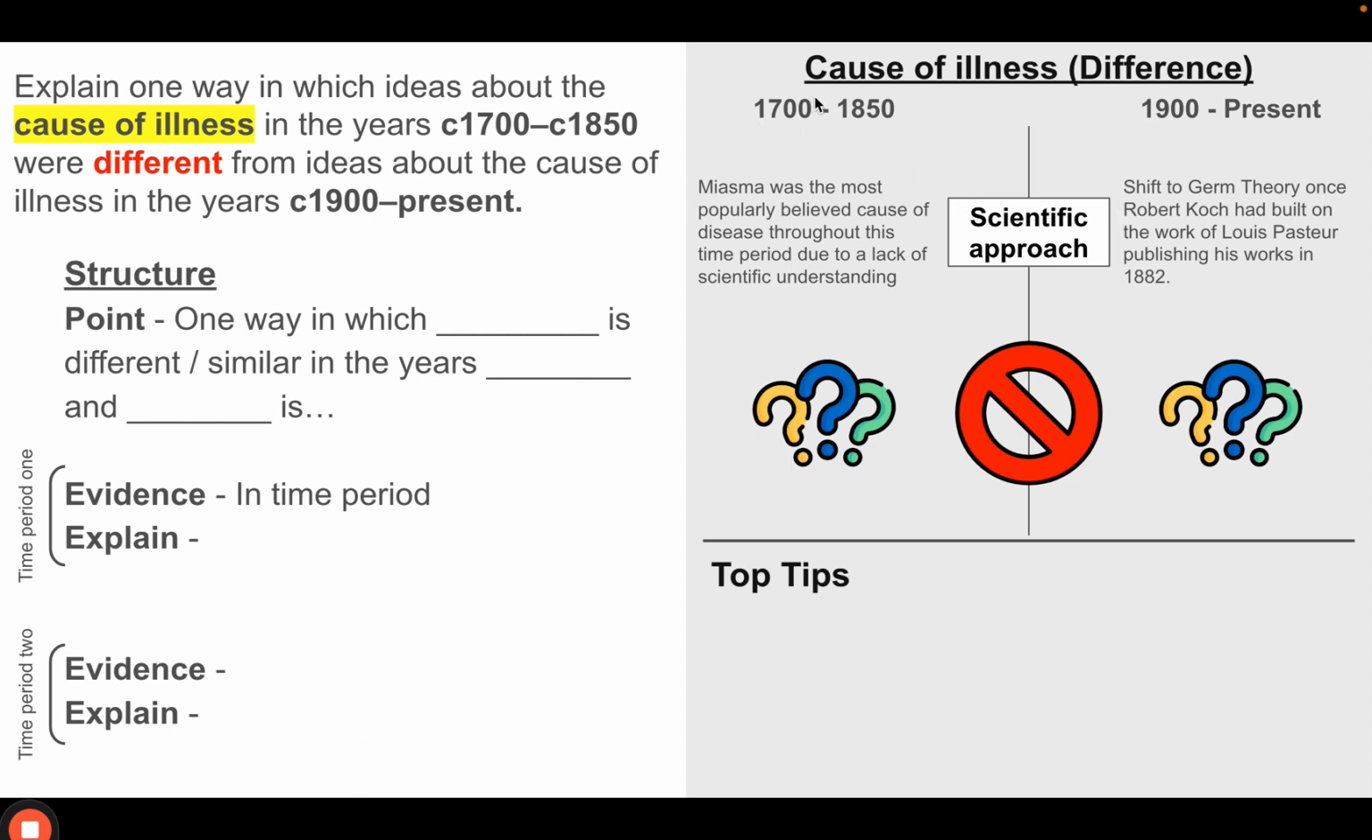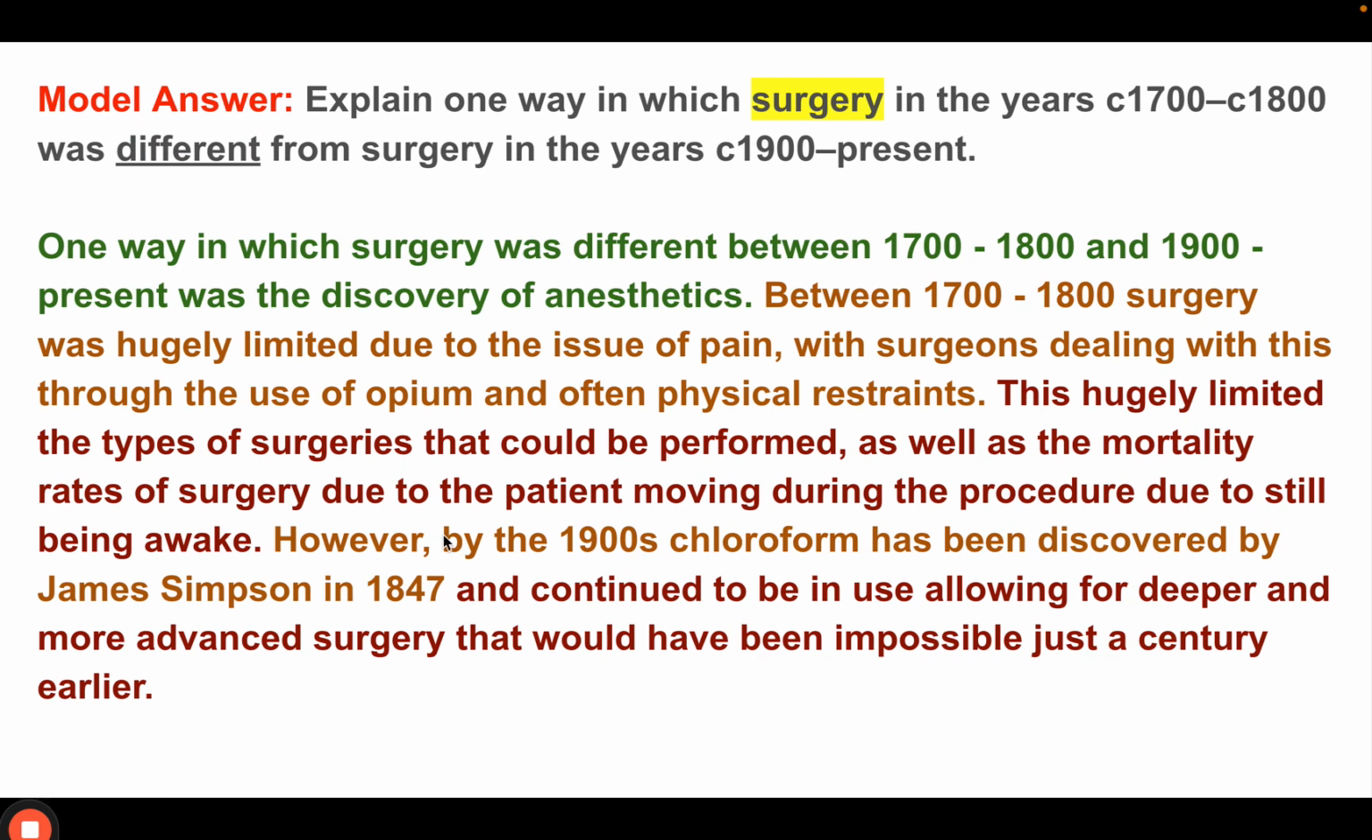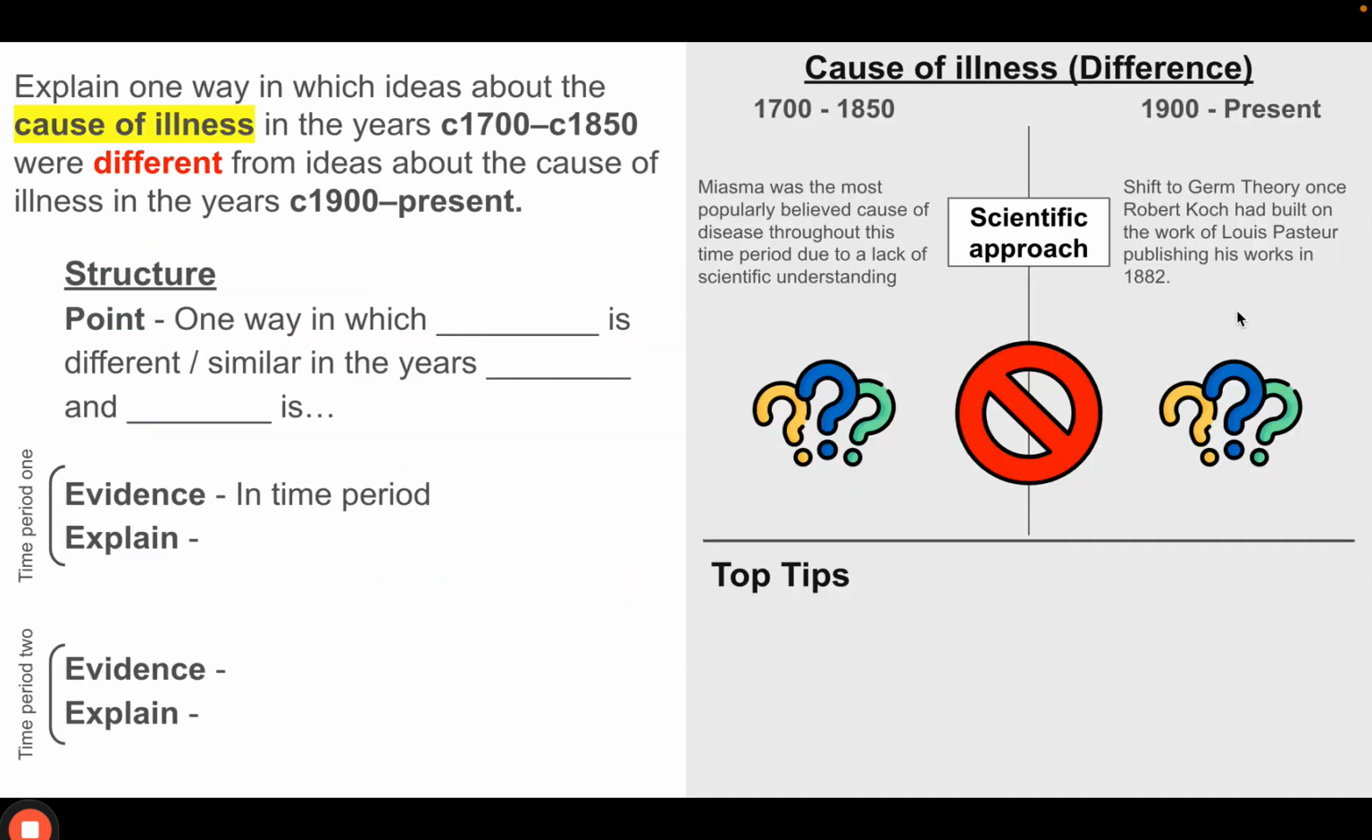Between 1700 to 1850, miasma was still the most popularly believed cause of disease through the time period. However, by 1900 to present, because of that scientific approach, there was a shift over to germ theory once Robert Koch had built on the work of Louis Pasteur, publishing his works in 1885. Just make sure that when you're in that second section of evidence, you're stating clearly, as I did before, that even though it is in the 1900s, germ theory was still in circulation as the main cause of illness.